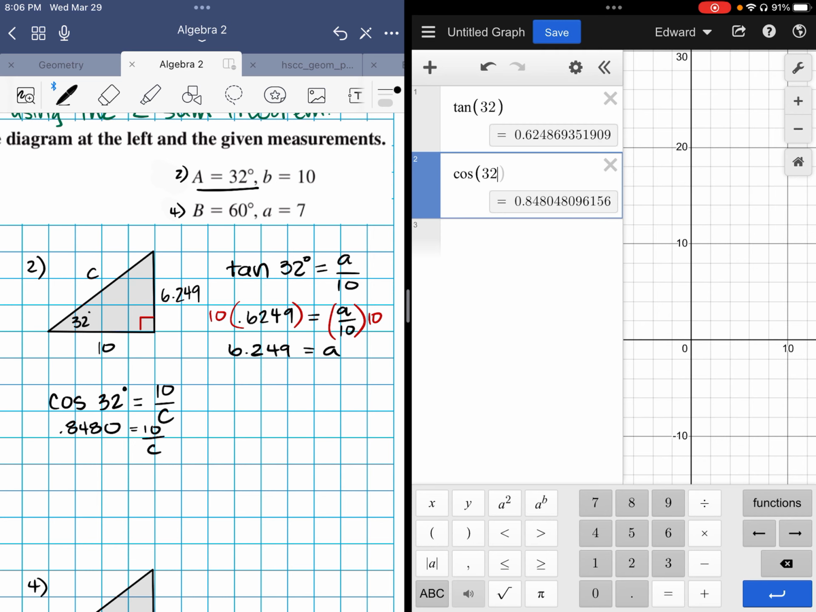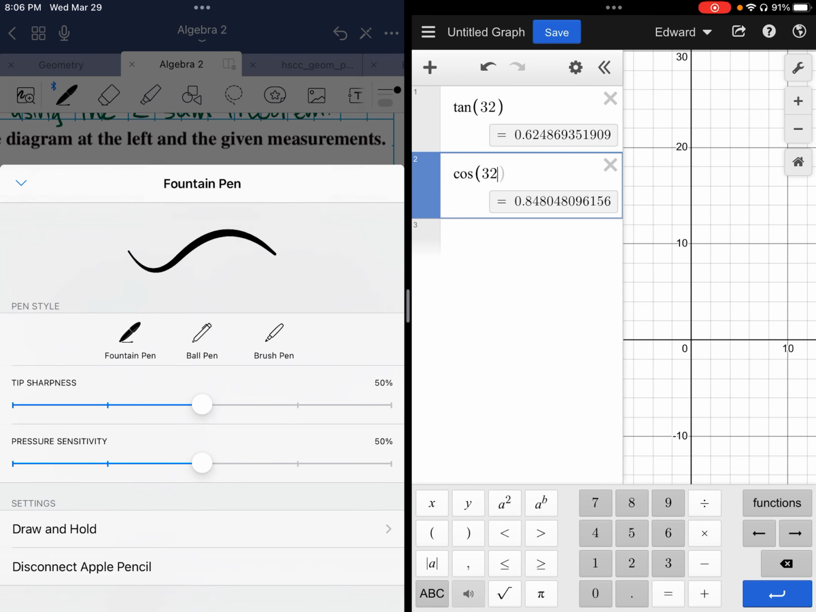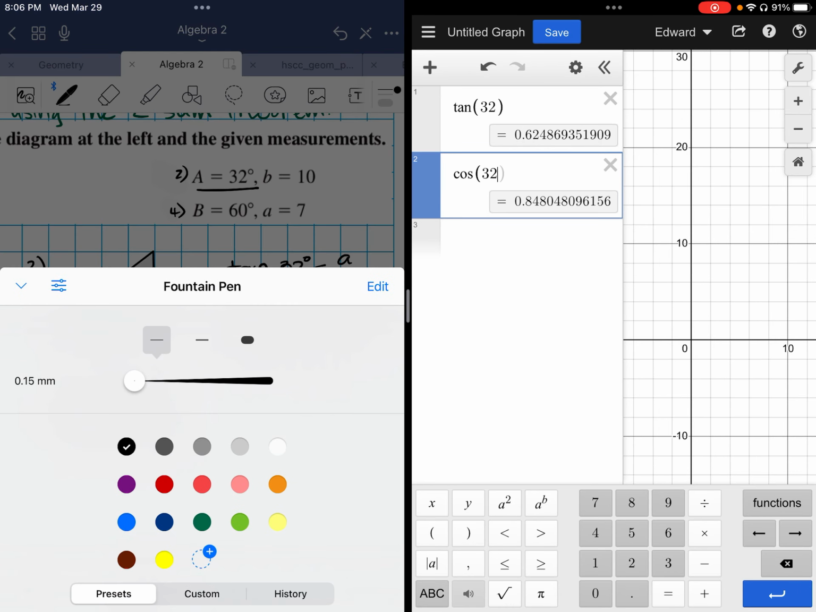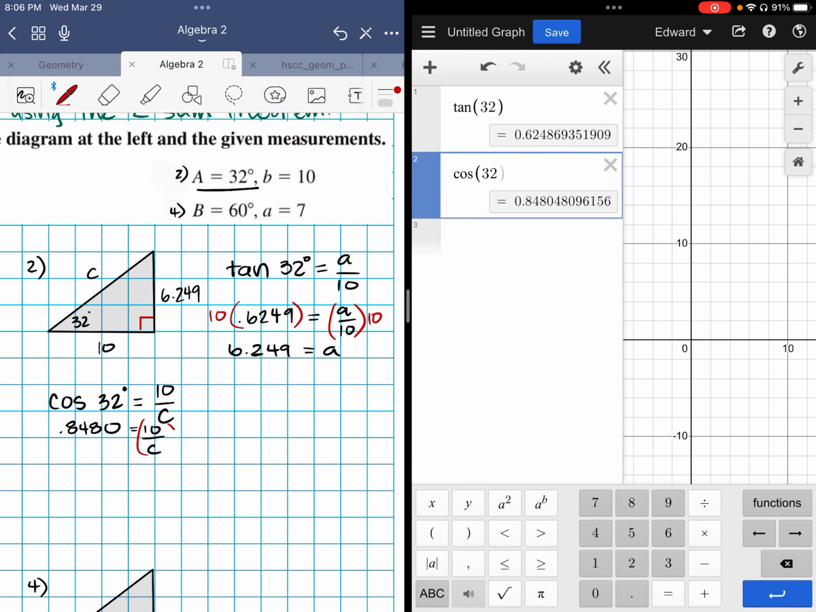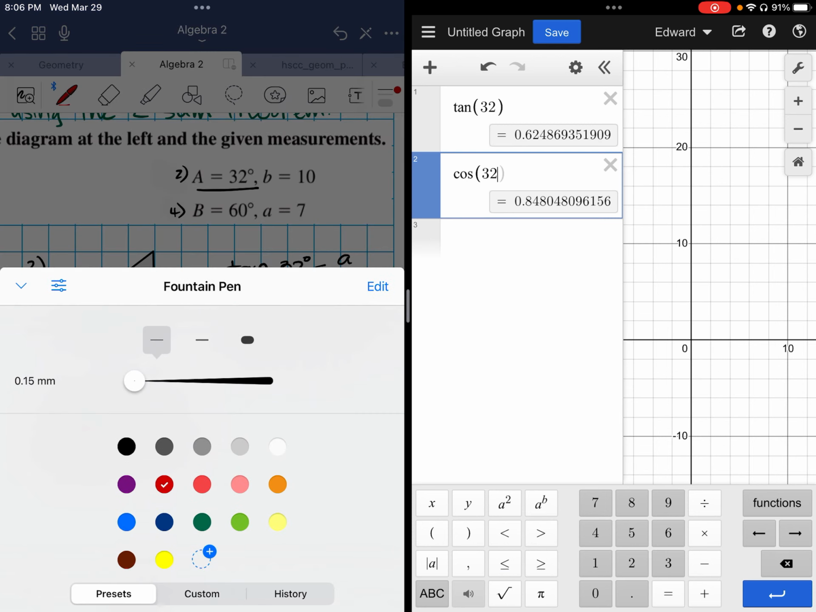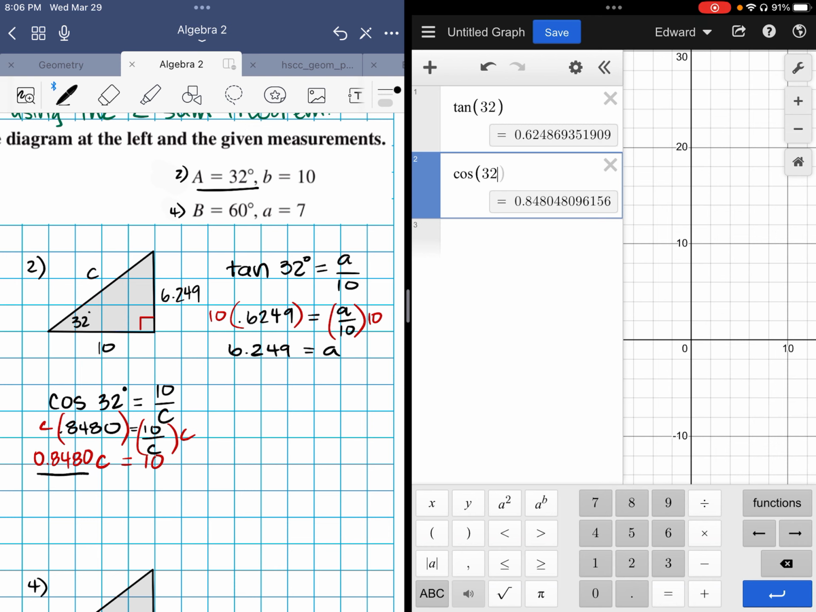All right, so we're going to solve this guy here. Now we should be multiplying by C to get rid of that crazy denominator of a variable. So we'll multiply both sides by C. That gets the variable out of the denominator, but it does give us something really ugly. We get 0.8480 C is equal to 10. Now what we want to do is isolate the C, dividing both sides by that ugly looking decimal. We'll divide by 0.8480 on both sides.